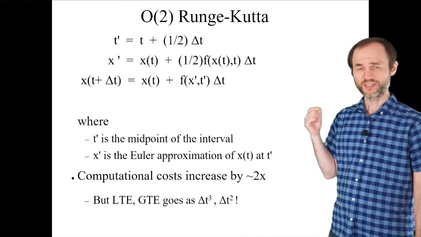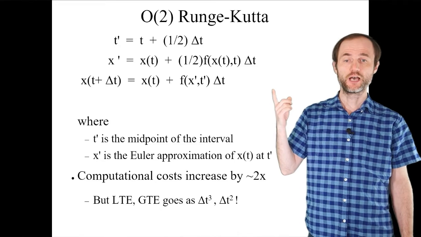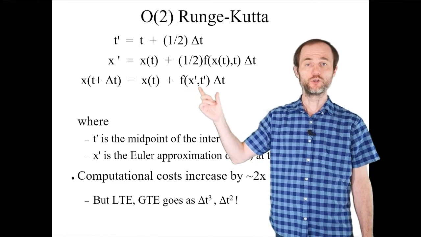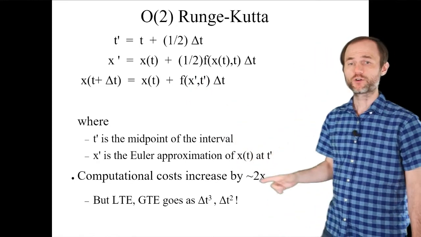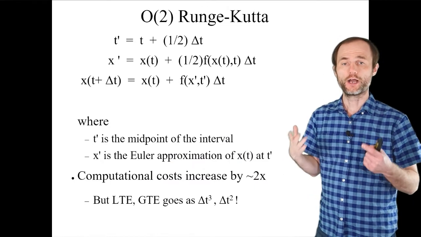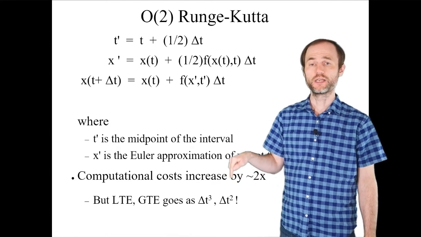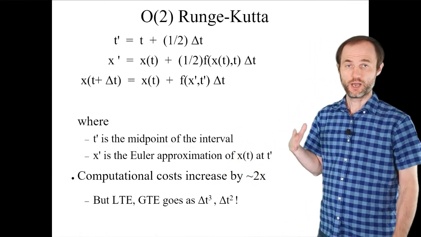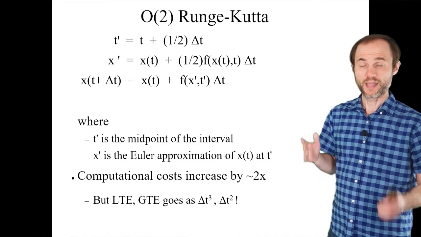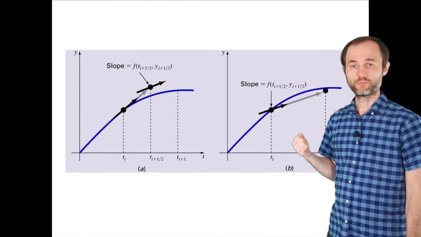this midpoint. The computational cost, of course, of this method is higher by exactly a factor of 2, because now instead of taking one Euler step, we take basically 2 Euler steps, but with this new way of computing the derivative. However, the local truncation error and the global truncation error are higher order, and they go as delta t to the third power and delta t to the second power. So our method is globally a second order method. The error scales as the second order in the time step. And that is awesome.